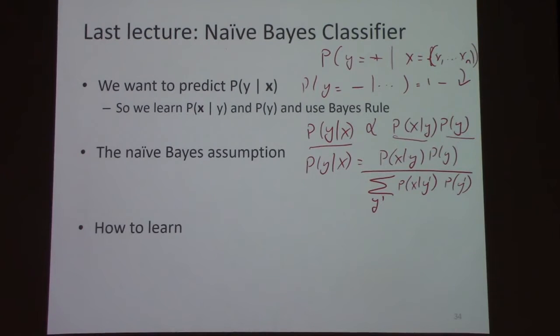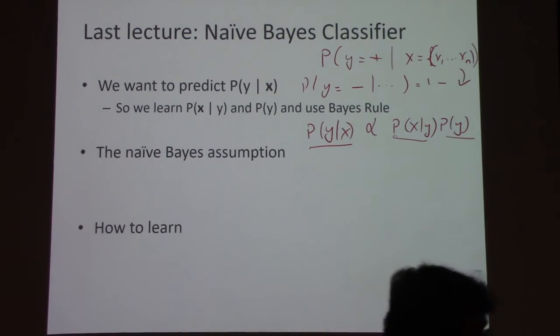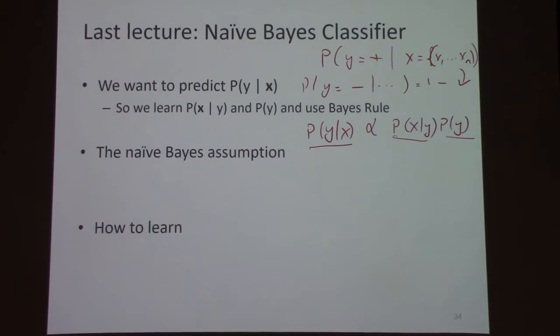There's another interesting problem though. Because the feature vector x can be high dimensional, say a million dimensional vector, learning P of x given y can be a nightmare. The number of possible values of a million dimensional vector, even with Boolean features, is 2 to the power a million. If you want to fill up a table for every possible x, we are not going to have enough data to fill up those probabilities.